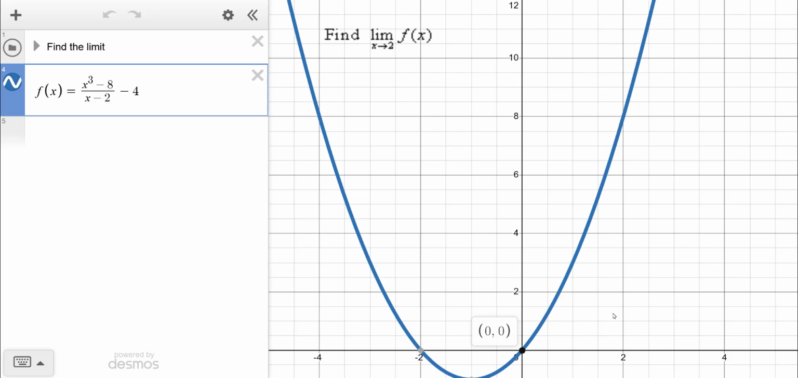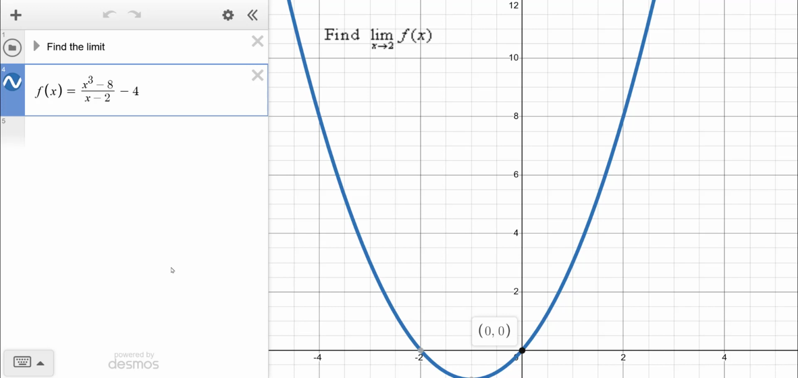But the bigger emphasis I wanted to show you is how can we find the limit of this function numerically? So we're going to use something called the table feature in Desmos to look at the numerical values in a table and then deduce what the limit is. But before we begin, let's play around with the graph.